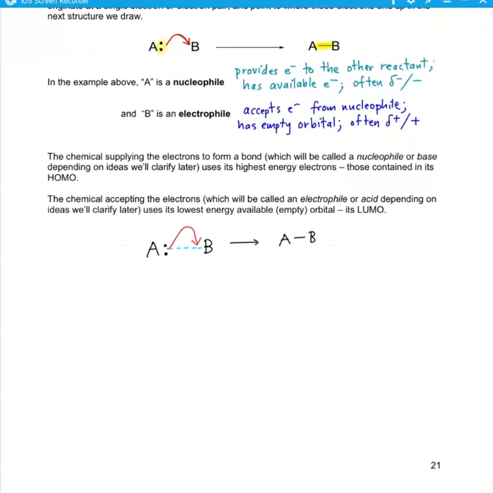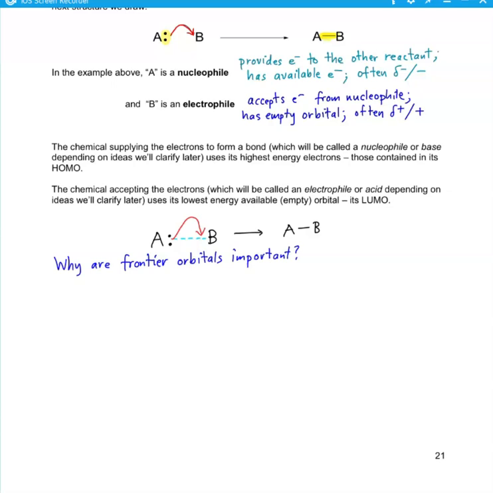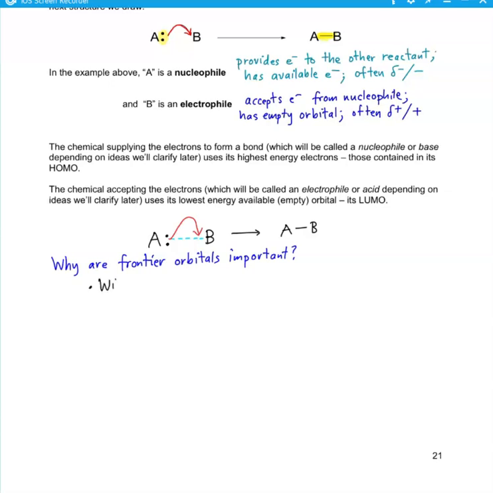Okay, so why do we care about frontier orbitals? Why are frontier orbitals important? Well, for starters, understanding some things about frontier orbitals allows us to answer questions, for example, like, will A react with B? Well, the answer to that would be yes, as long as their frontier orbitals are, let's say, well matched.